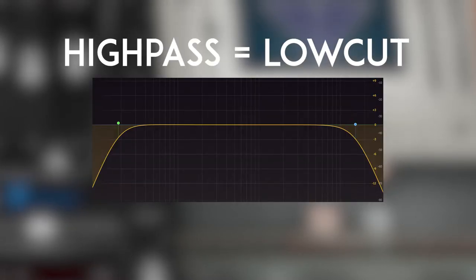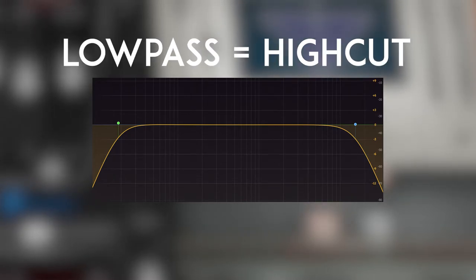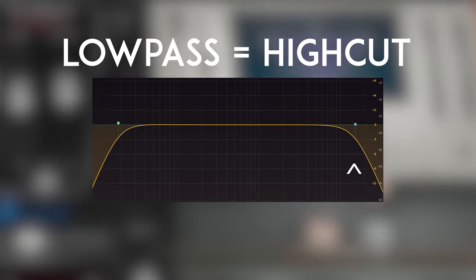Now, let's examine the filter types available. First, let's get rid of a common misconception. High pass and low cut filters are the same thing, removing low frequencies and passing through high frequencies. The same is true for high cut and low pass filters. They remove or cut high frequencies while passing through low frequencies.